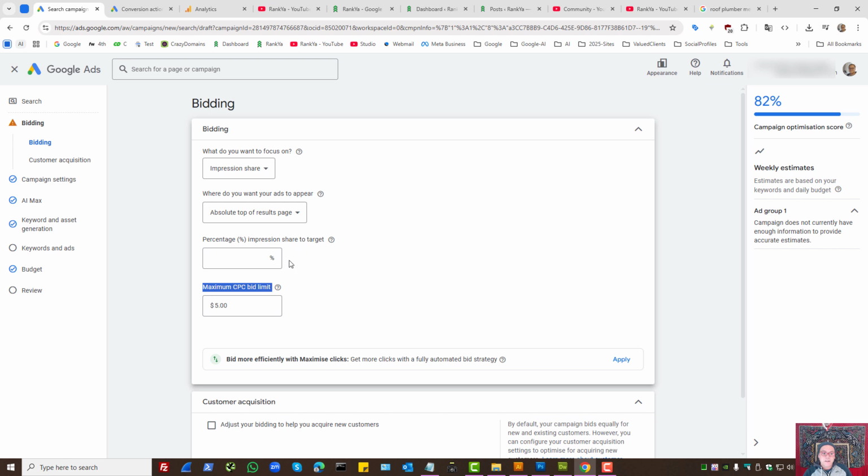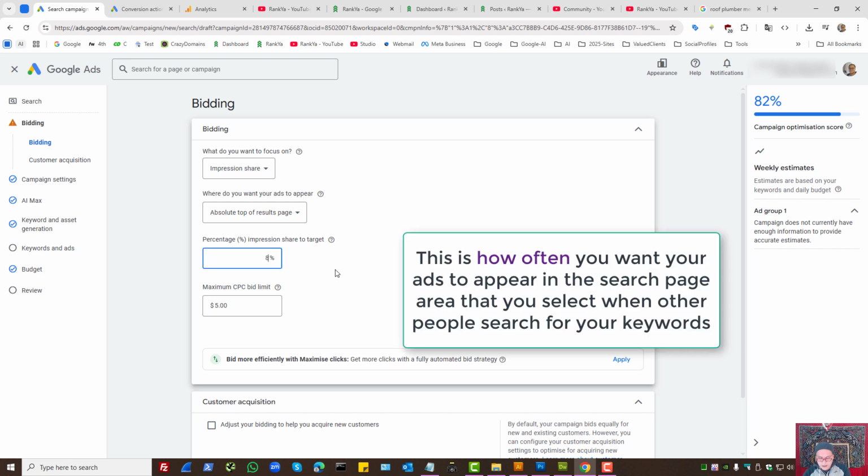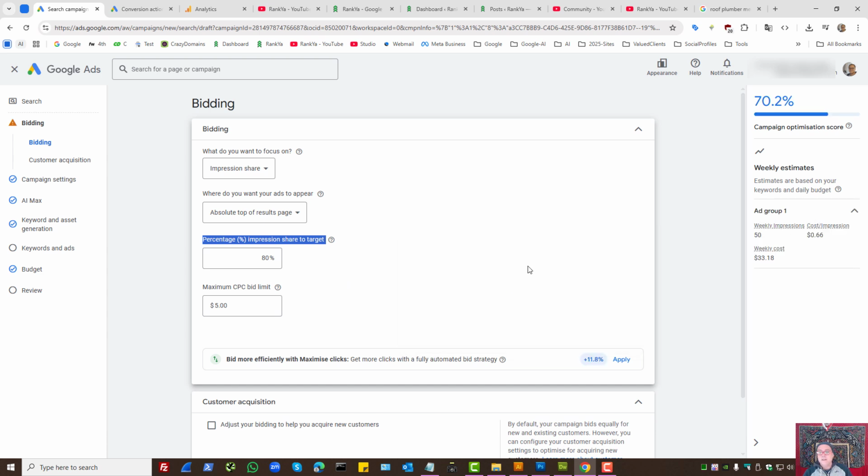And you also have percentage. Say, okay, you know what, 80%. Impression share to target is 80%, according to other advertisers and so on. So that's what impression share is all about in a simplified manner.